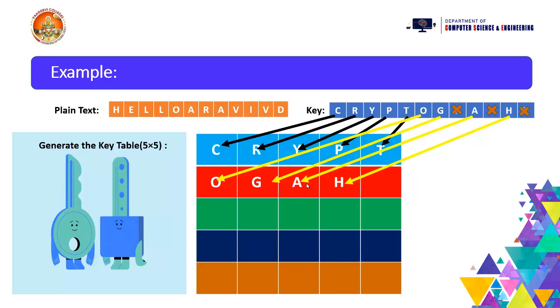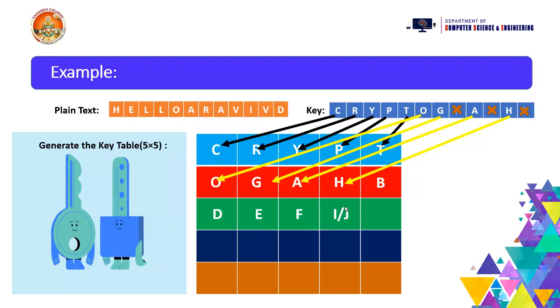So start with A. A is already there, so go with B, the next character. B is not there, so we are going to copy B. Next C is there. Go for the next character D. D is not available here, so copy D. Next E is also not used, so copy E. Next F is also not used, copy it here. Next G is already used. H is already used. Then shift to the next character, that is I. I and J are copied into the same cell, meaning J is omitted. If you have any J in your plaintext, it is replaced with I.